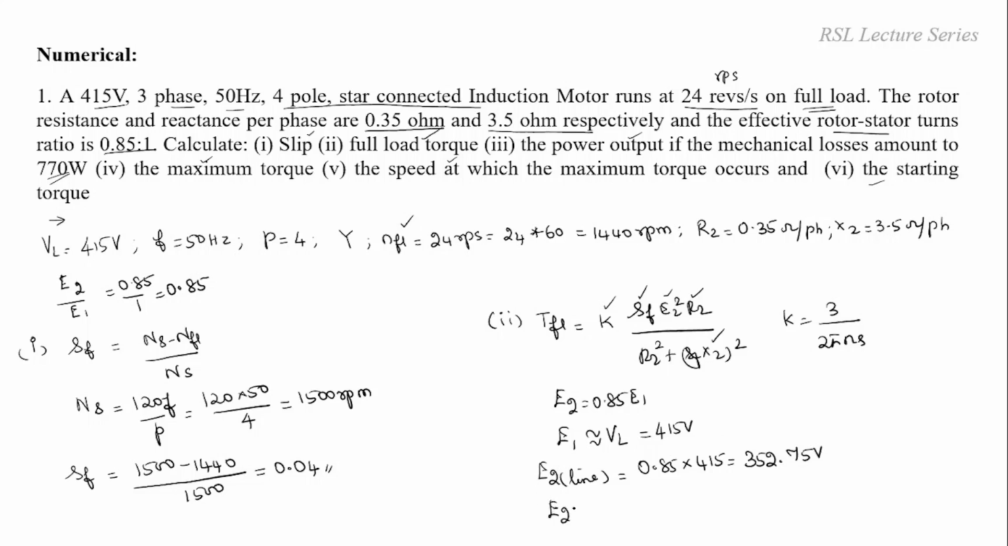Since it is star connected, E2 phase value will be equal to E2 line value divided by root 3. So 352.75 divided by root 3 will give you 203.66 volts. Now we have found the value for E2. Now we can substitute in the full load torque formula.